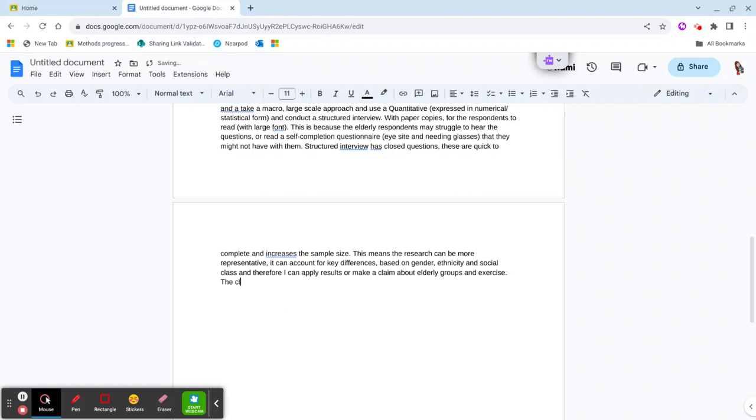The closed questions also mean respondents will have to approximate their answers. They are likely to give the same or similar answers. This increases the reliability.